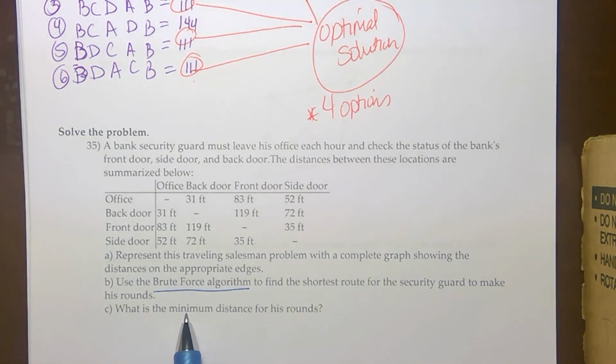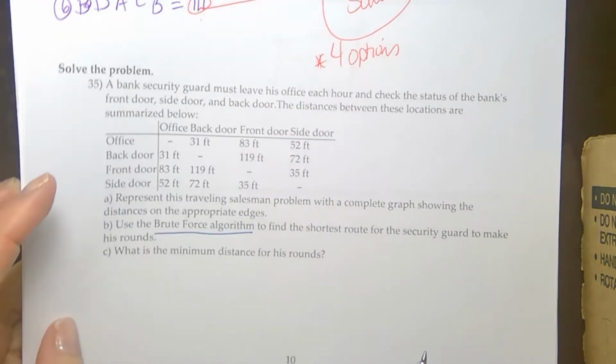So we could, optimal solution is typically minimum. What if the guard was trying to get as many steps in as possible? Well, then his optimal solution would be the maximum distance, but he is wanting to take as few steps as possible. So he wants the minimum distance for his rounds.